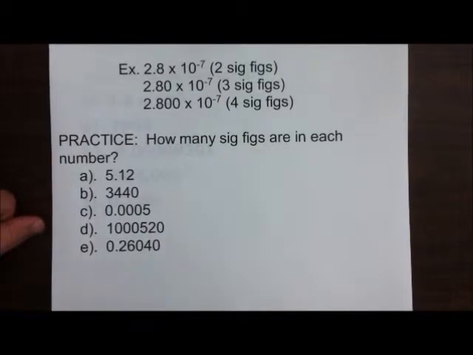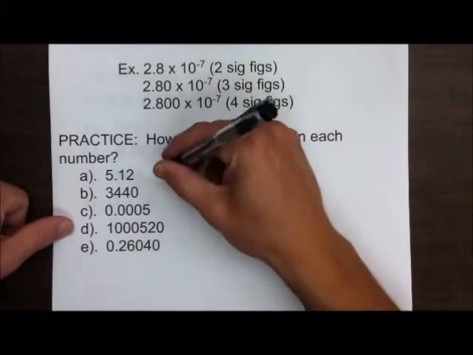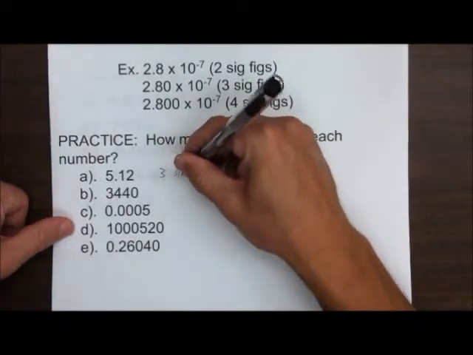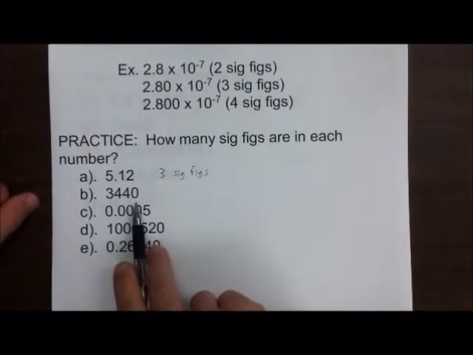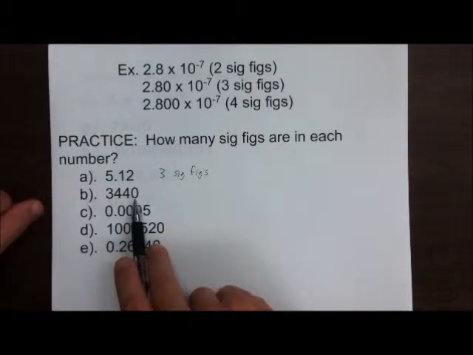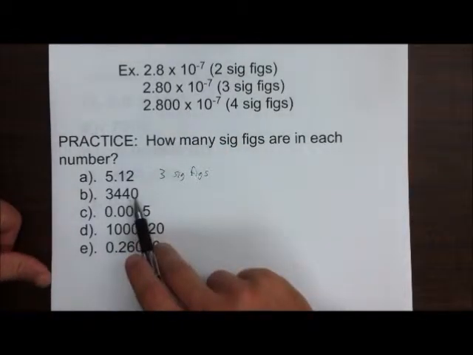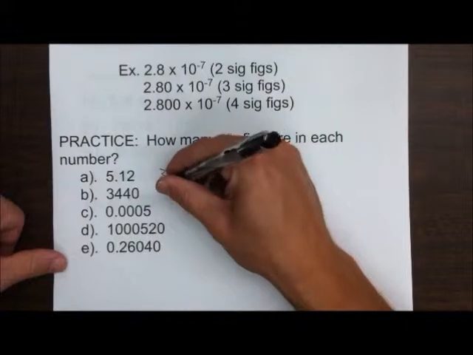Moving on to the practice problems, which you should do along with me. 3 non-zeros, those are all automatically 3 sig figs. When you see a number that has something that is 0, you have to ask yourself which type. This is trailing with no decimal. Trailing with no decimal is not significant. It's just a placeholder. We could rewrite it in scientific notation if we wanted to. So this only has 3 sig figs.